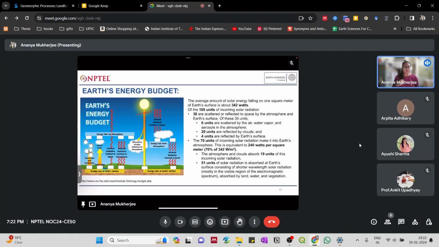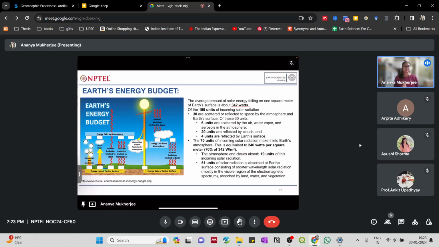It has been calculated that the average amount of solar energy falling on 1 square meter of Earth's surface is 342 watts. So 342 watts is the average amount falling on one small part of the Earth's surface. Suppose we consider this entire 342 watts as 100 basic units. So we have 100 units of solar radiation coming through, being received by the Earth.